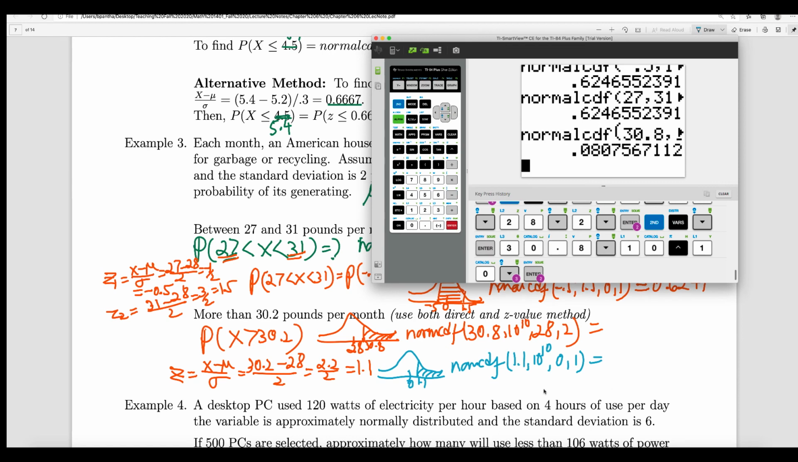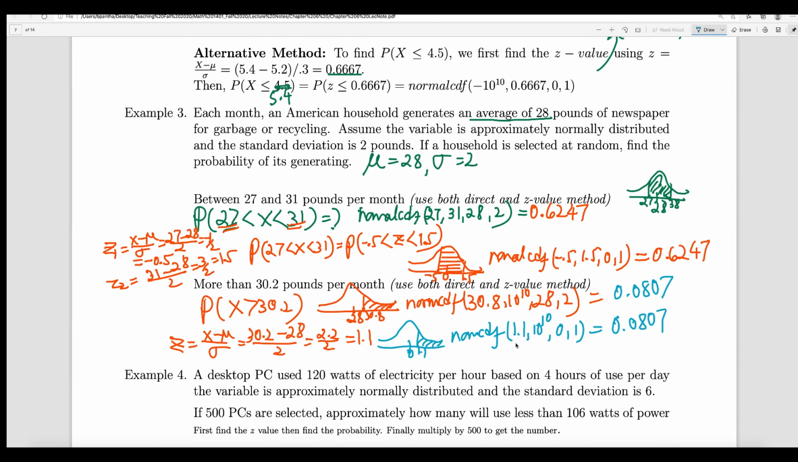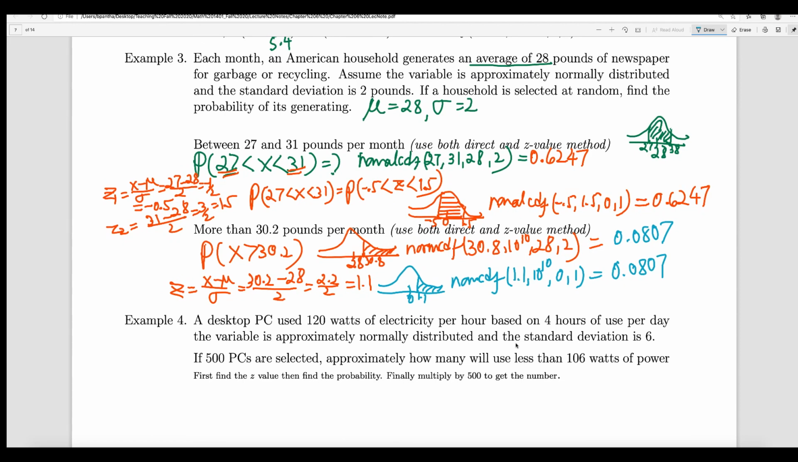And if you do the other way, you will get exactly the same answer, 0.0807. So either way, you will get the same answer. Okay, if you are using TI-84CE plus, it's exactly the same way. It's different in the inverse norm, but for the normal CDF, it is exactly the same way if you're using TI-84CE plus.